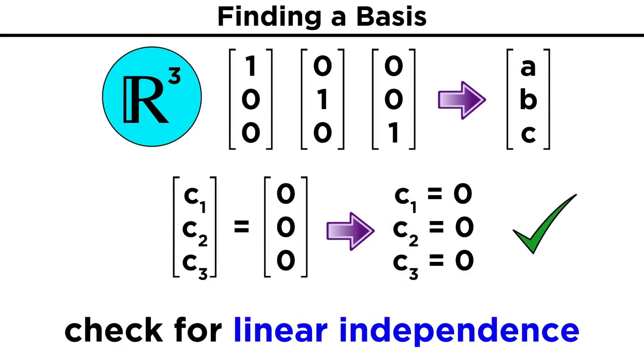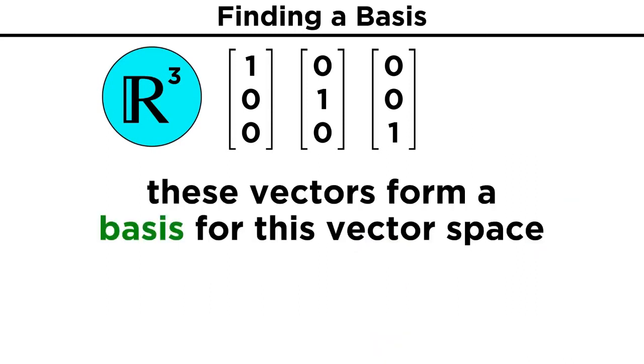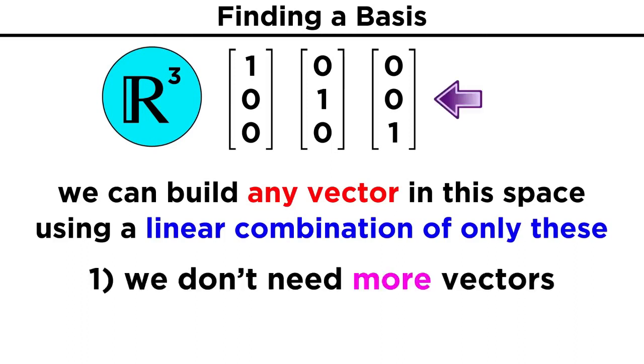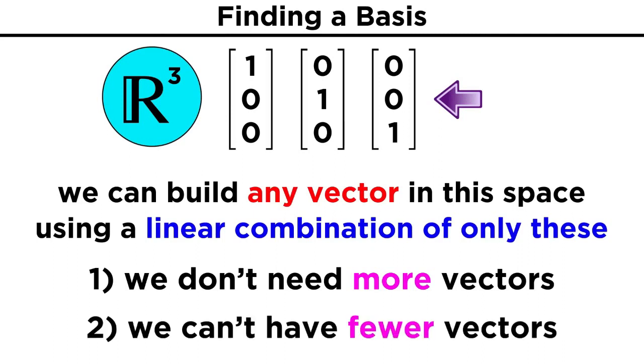This was our condition for linear independence, and we have therefore satisfied the two conditions for these vectors to be considered a basis. They are the building blocks for any vector in R3, and because they are linearly independent, there is no extra information. We don't need any more vectors aside from these three, and if we take any away, we will no longer span all of R3.